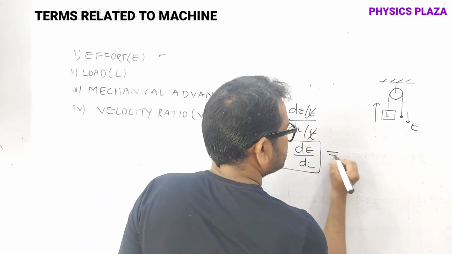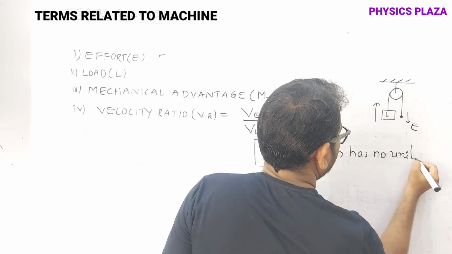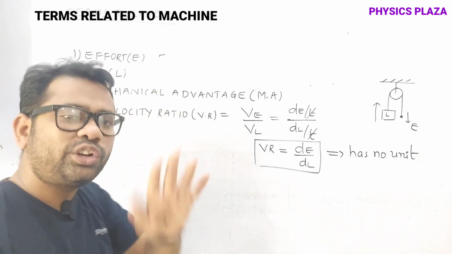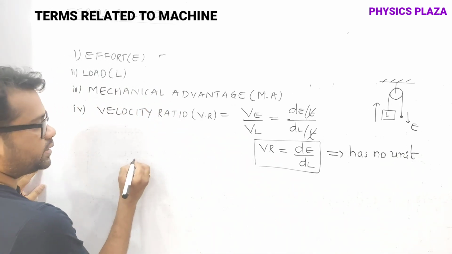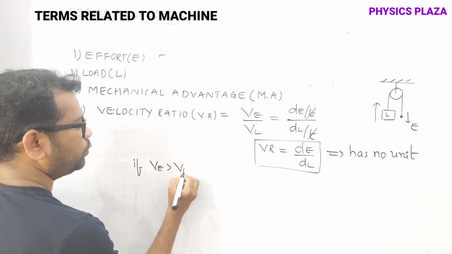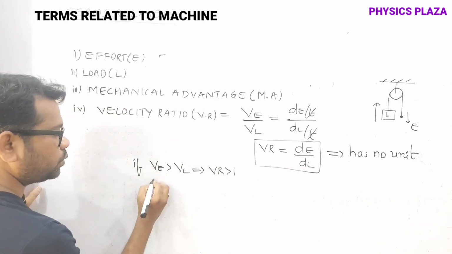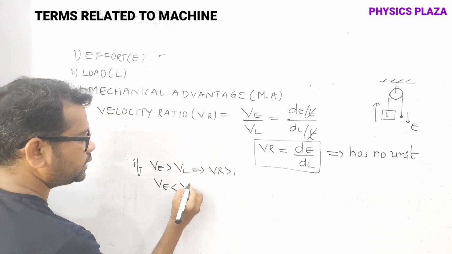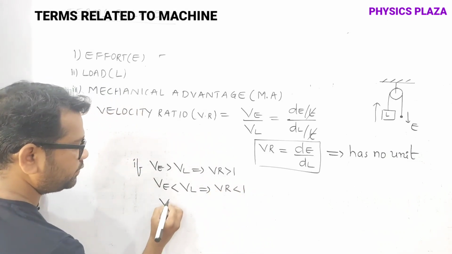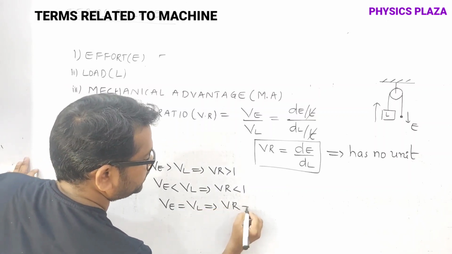So hence, what we can say, it also has no unit. Is it clear? Fine. And here also, children, we have three cases. Let us see. The first case: what happens if effort velocity is greater than the load velocity? Velocity ratio will be greater than 1. If effort velocity is less than the load velocity, velocity ratio will be less than 1. Whereas if effort velocity is equal to load velocity, then velocity ratio is equal to 1.